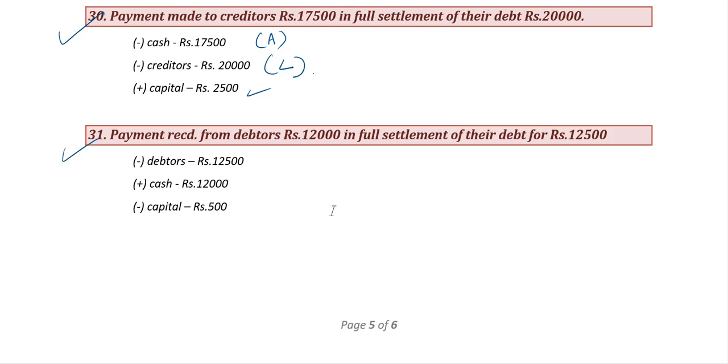Payment received from debtors rupees 12,000 in full settlement of their debt for rupees 12,500. So the debtors owe you 12,500, but they are going to make a payment and give you rupees 12,000 in full settlement. So the difference of rupees 500 is discount allowed, which is an expense for the company, and therefore we will deduct from capital. We will deduct from debtors 12,500. Debtors is an asset, and we'll add to cash 12,000. Cash is an asset.